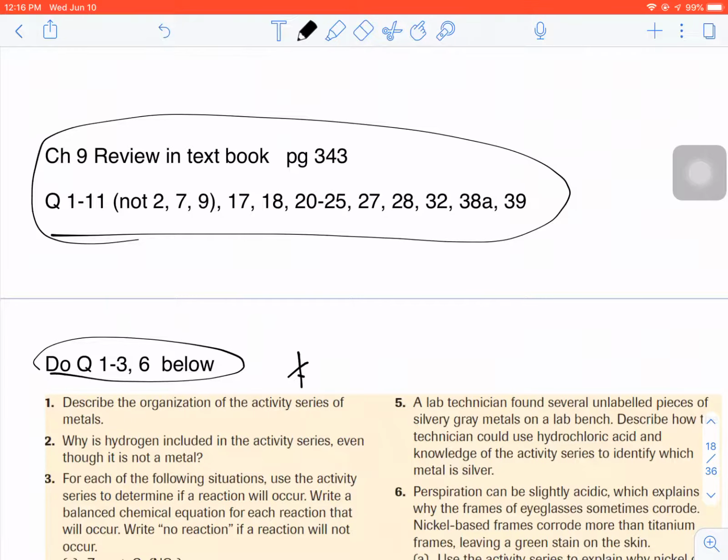Okay, so again, remember we're not having a Chapter 9 test. We're going to have a 9 and 10 test together towards the end of next week. If it's not Monday the following week, it'll probably be the end of next week, Thursday or Friday. All right, so I haven't figured out Chapter 10 for next week yet, but that's where we're at.